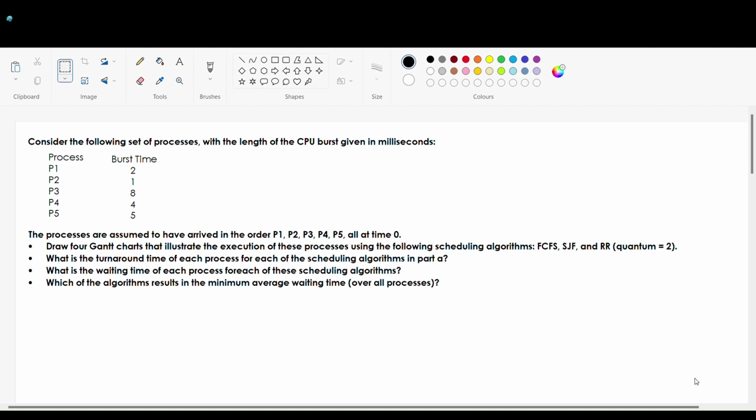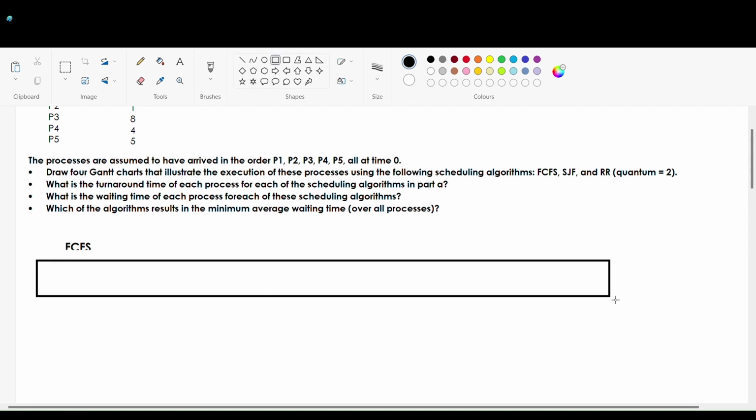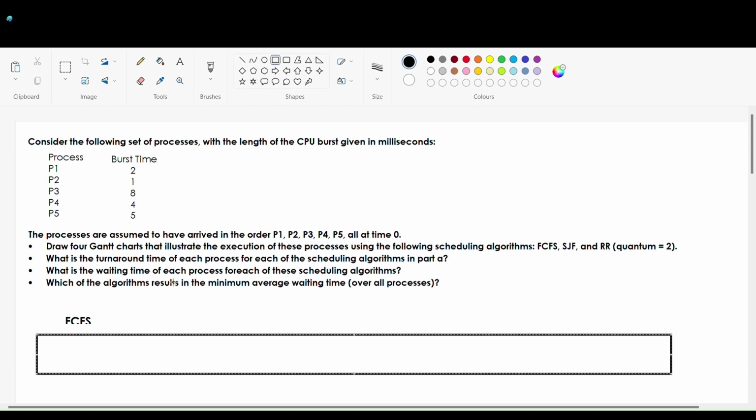So this question I will solve here. First of all, I will take the FCFS algorithm. So in the FCFS algorithm, draw the Gantt chart. Now process P1 will start at 0. The arrival time for all the processes here is 0.